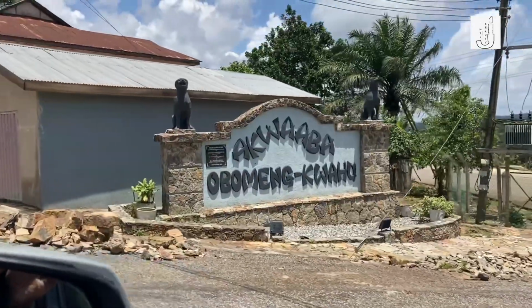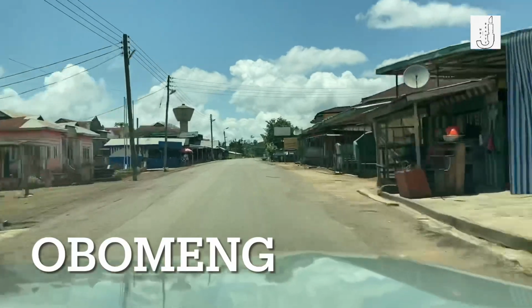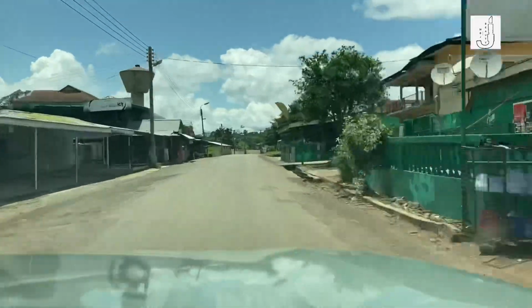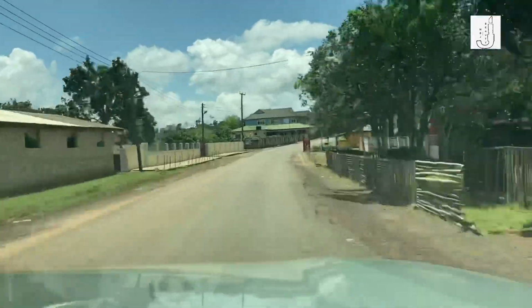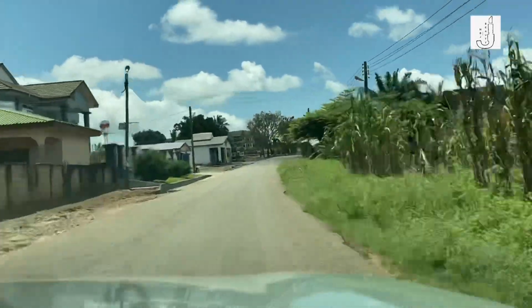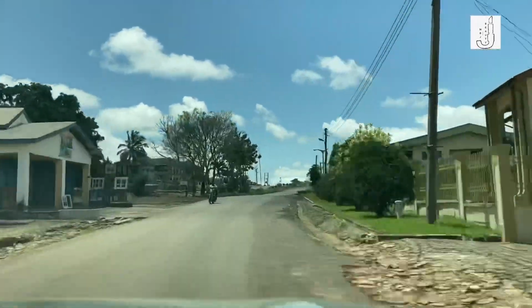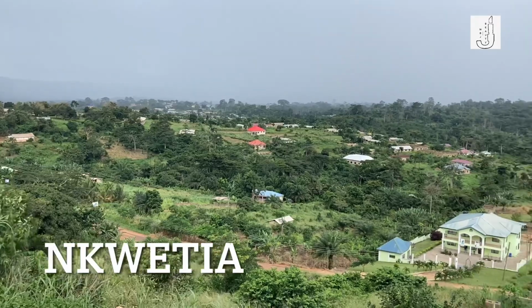And so yeah, here is Oboming, as Oboming is welcoming us. Akwaba means welcome, so welcome to Oboming. And so there are so many towns. So the Kwahu township has so many towns. We have Oboming, and this is in Kwetia.